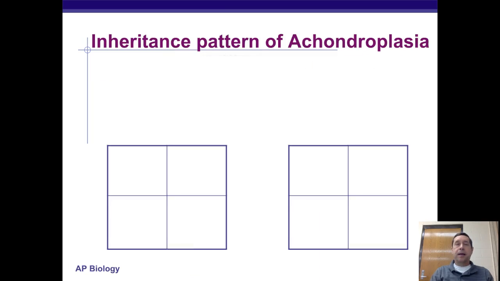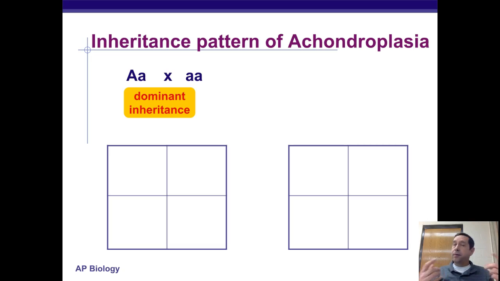So let's look at achondroplasia. So let's look at two different crosses here. It's a dominant trait. In other words, you only need one copy of the dominant allele to display achondroplasia. So for most people, we're homozygous recessive for that trait. And that's an important thing. People tend to think that dominant traits are more common than recessive traits, and that's not always the case.